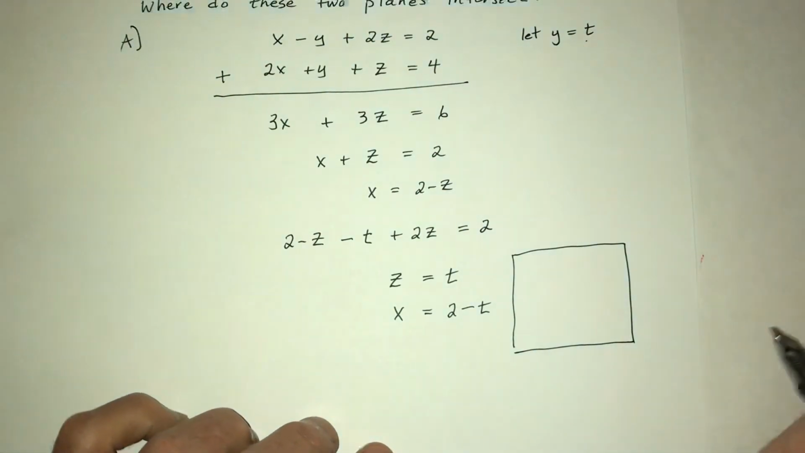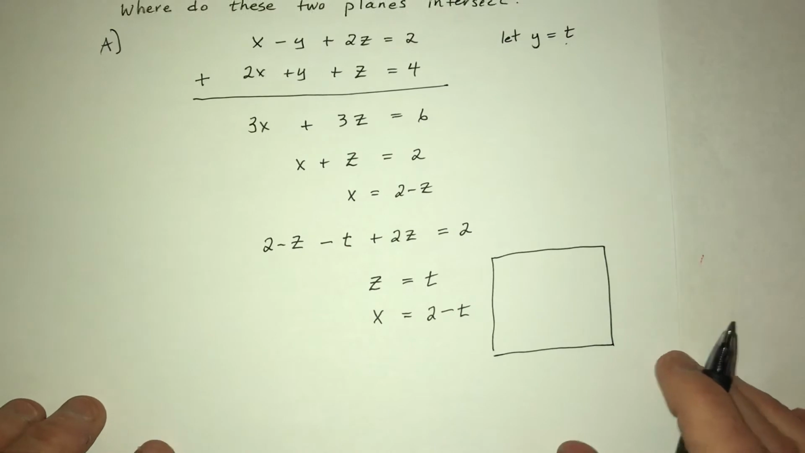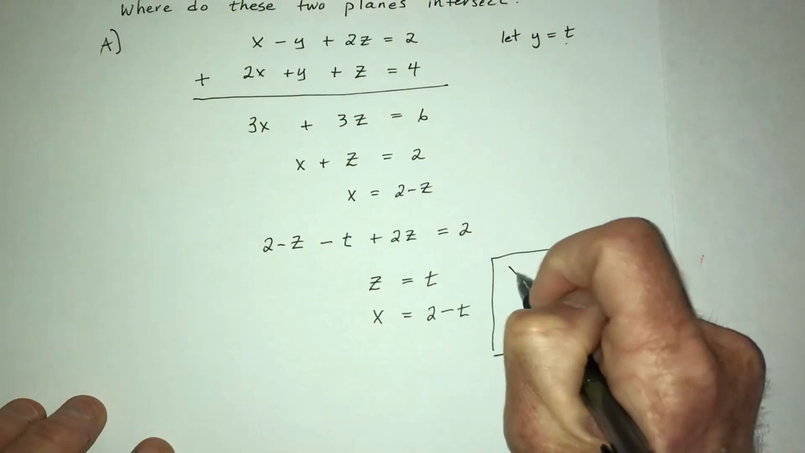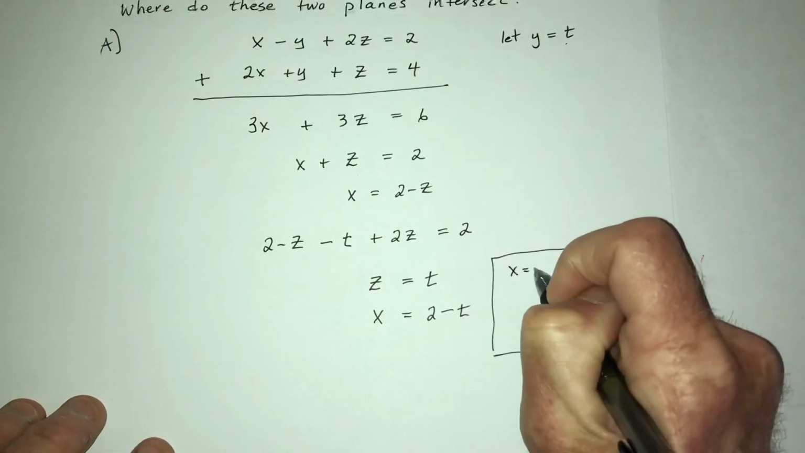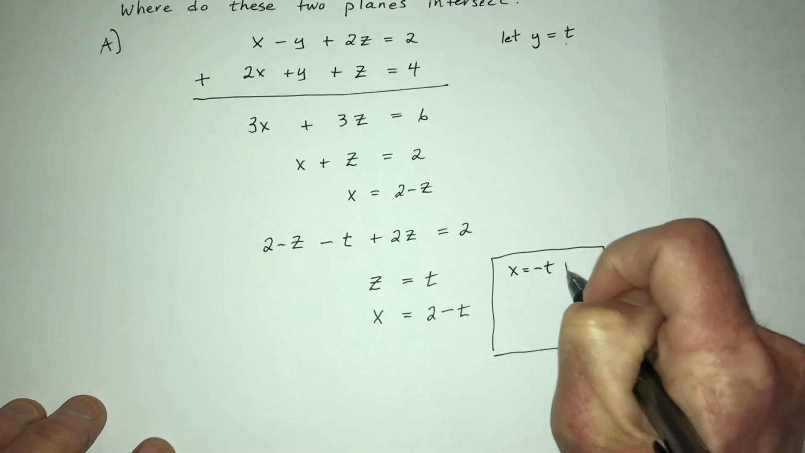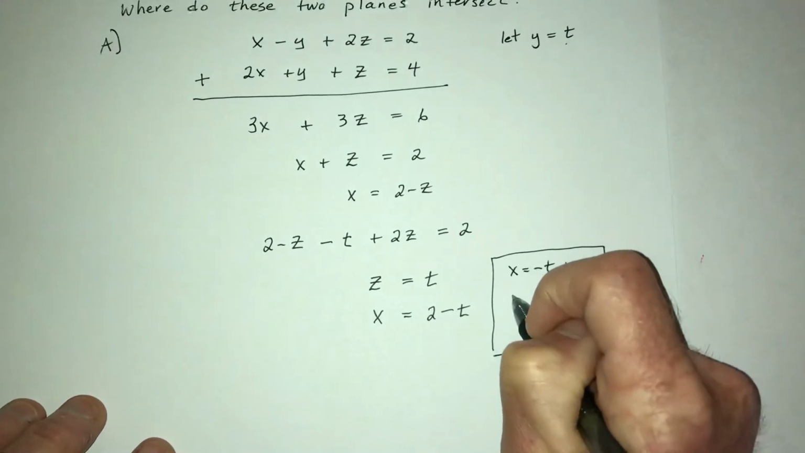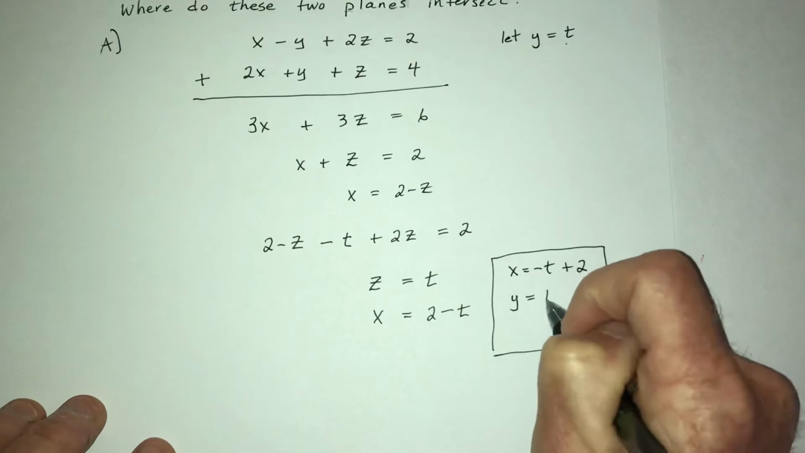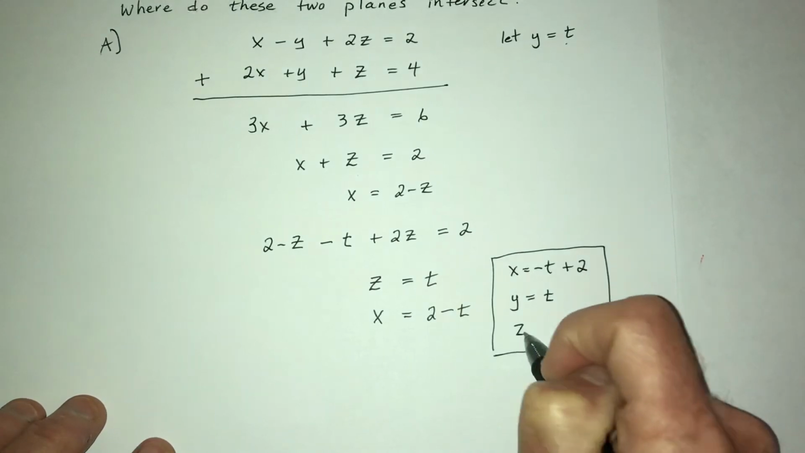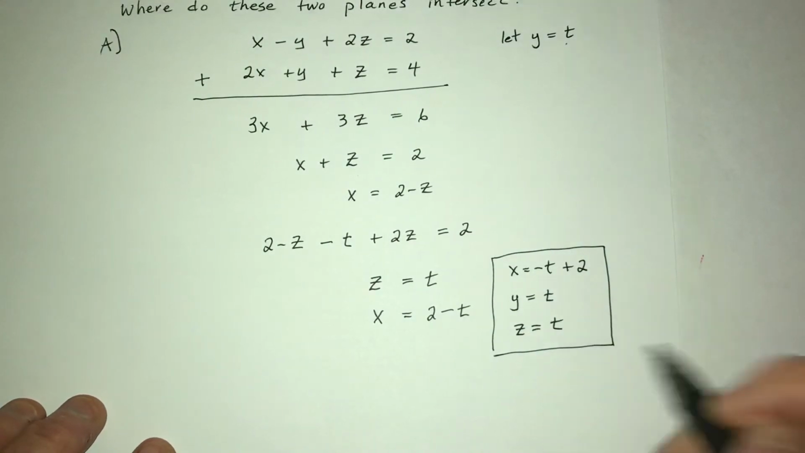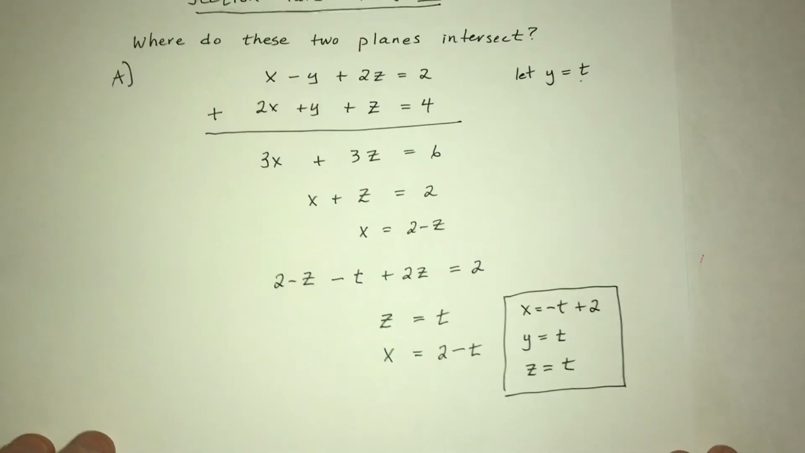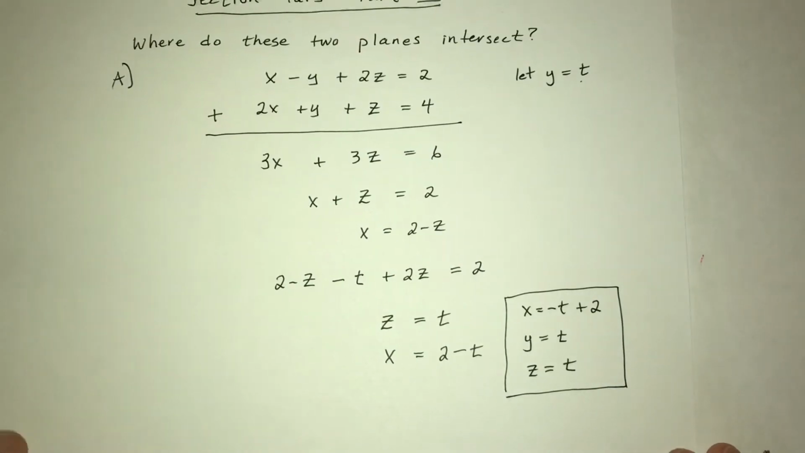These are the parametric equations for the line of intersection. I'm going to put them in order. X equals negative t plus 2. Y is equal to just t. And z is equal to just t. Look at that. Basically using just plain old algebra, I did it.